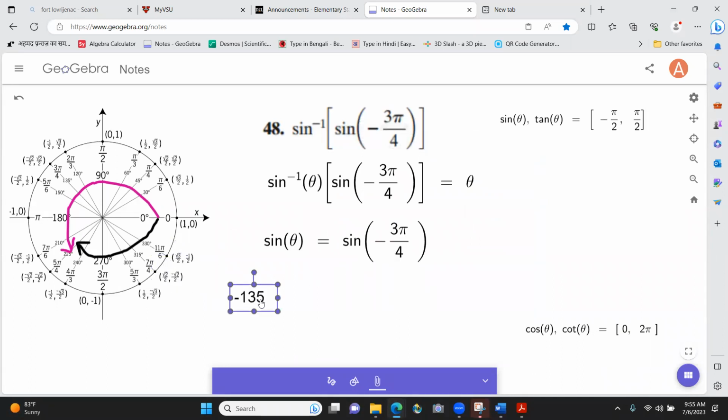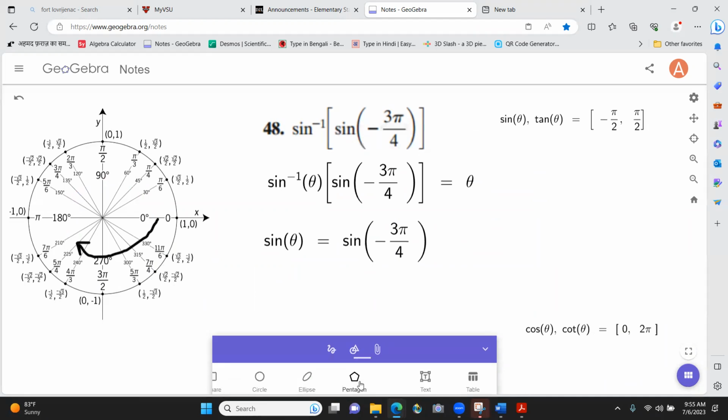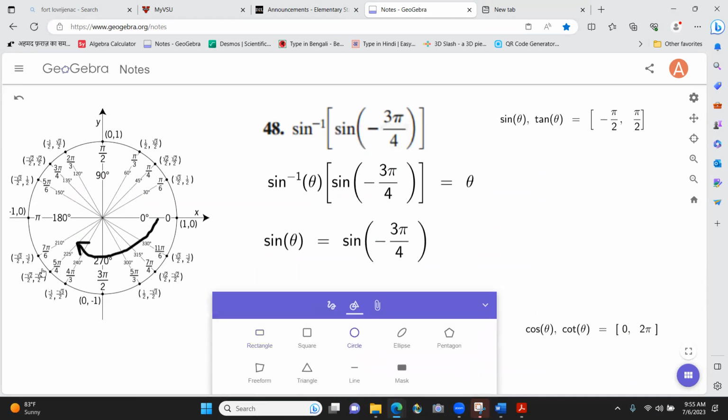But it's important to know where I am. I don't need this pink arc. I am here, and focus on this point. Focus on this point.